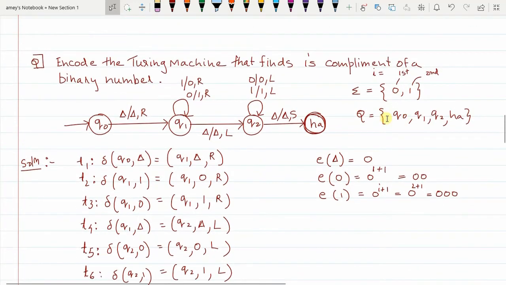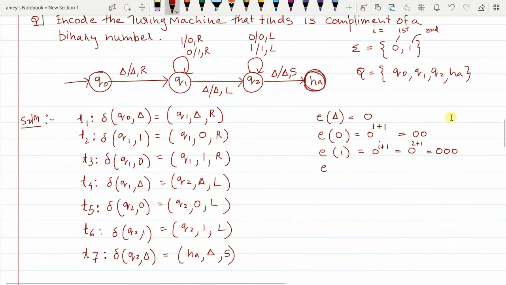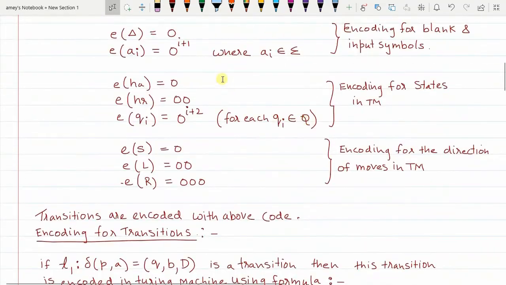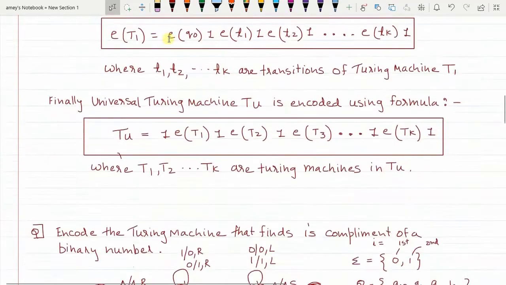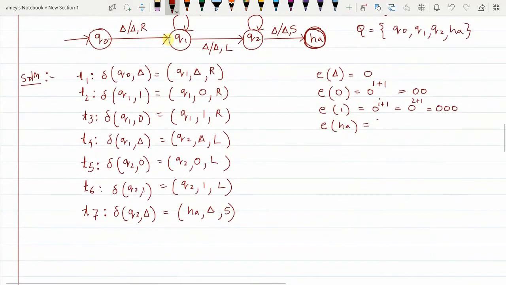Next you have to encode the states. Let's begin with encoding the halting state HA. If you can remember, the formula says encoding for the halting state is single 0. Encoding for the halting with reject state is 2 zeros, but in our Turing machine that is given to us, we don't have an HR state, so this will never arrive. So encoding for HA is single 0, correct? Now encoding for other states Q0, the formula is 0 raised to I plus 2, correct?